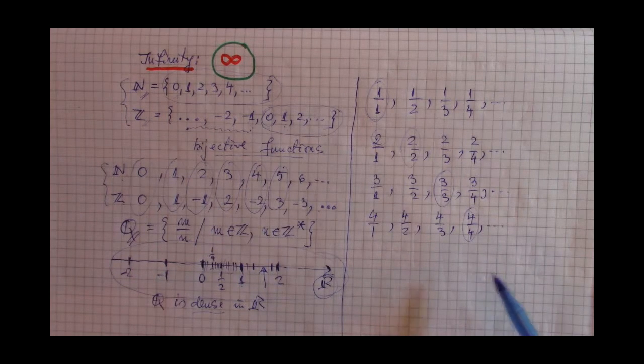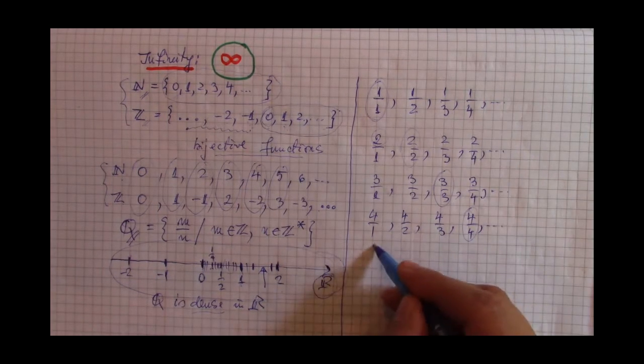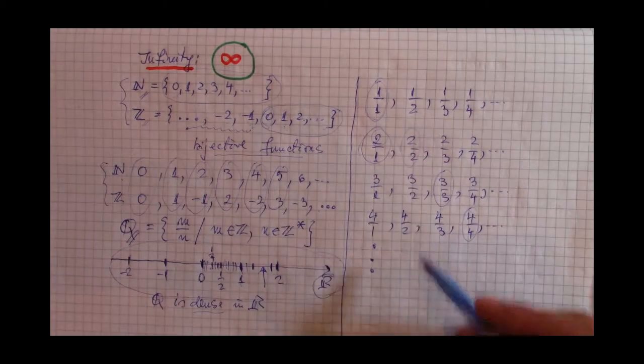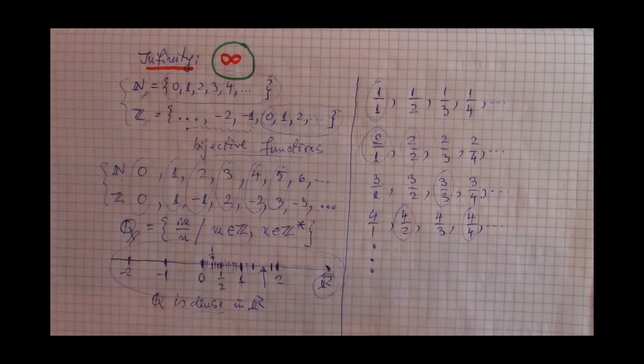Okay, so if we continue this process of writing down our rational numbers, we will write them all. But some of them will repeat. Actually, all of them will repeat, because look, for example, 2 over 1 shows up in here, and it shows up as 4 over 2 in here, and it will show up as 6 over 3, and so on and so forth. So we have a lot of repetitions in here.